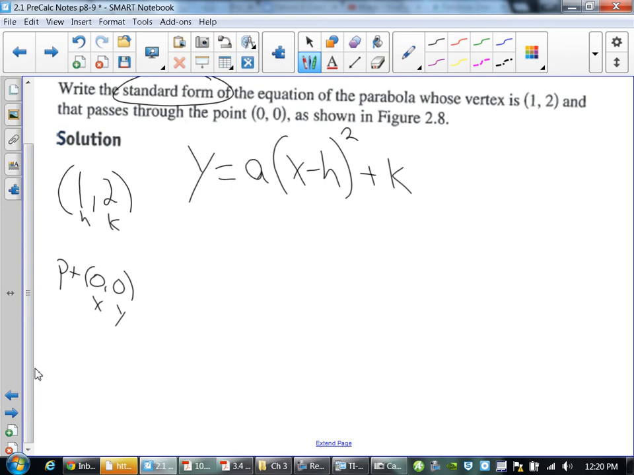Fill in the blanks. 0 equals a times 0 minus 1 quantity squared plus 2. What we're doing here is we're going to solve for a, and then just rewrite the equation in terms of your a, h, and k. And that's really all there is to this. Okay? So let's see if we can figure this out. What's 0 minus 1? Negative 1. What's negative 1 squared? 1. So we have 0 equals 1a plus 2.